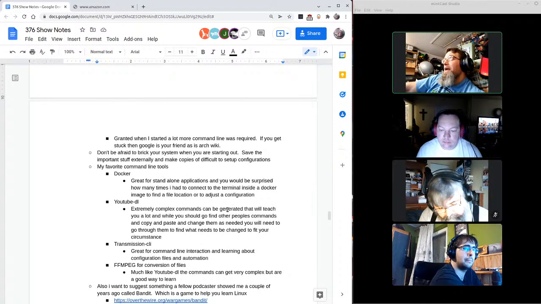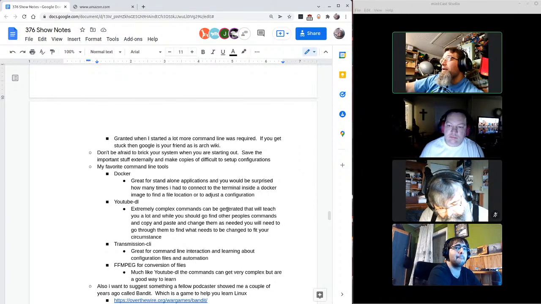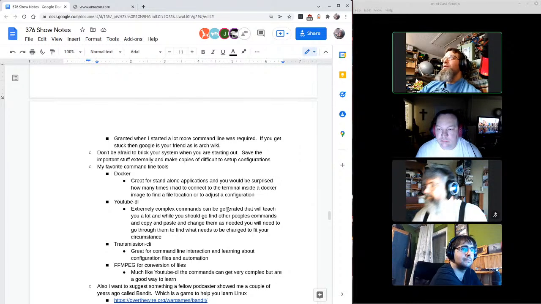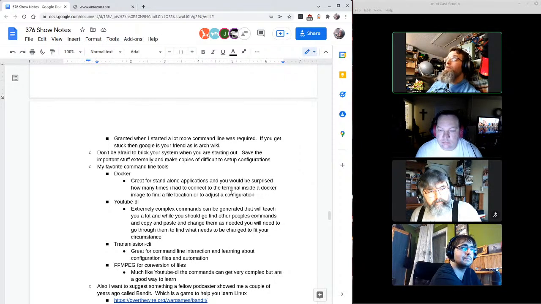Now, my favorite command line tools, or things that actually get you to use the command line. Docker. It's great for standalone applications, and you'd be surprised how many times I would have to connect to the terminal inside of a Docker image to find a file location, or to adjust a configuration, or to move something to where I could pull it out so that I could study it at my leisure. So, yeah, and you do start Docker images from the command line as well, and you also have to know which arguments to pass and things like that.